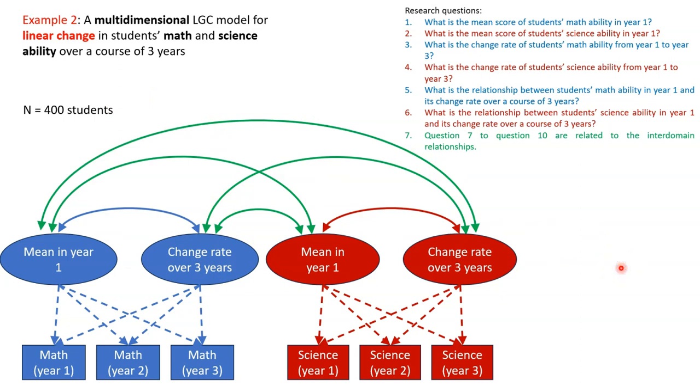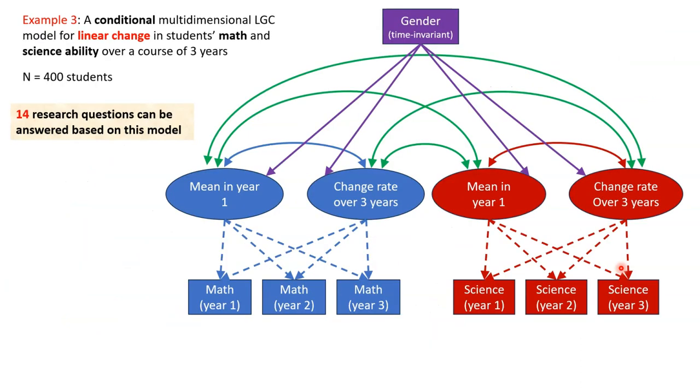Now let's make this model a little bit more complex. Here we have added gender as a time invariant covariate to the model, and therefore this model is capable of answering 14 research questions. For example, if you would like to study the difference between male and female students in terms of the change rate in their math ability over a course of 3 years, you can focus on this arrow.